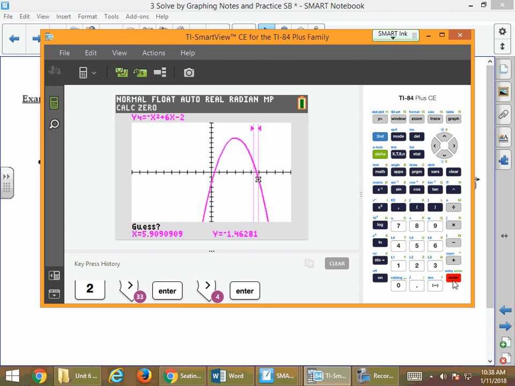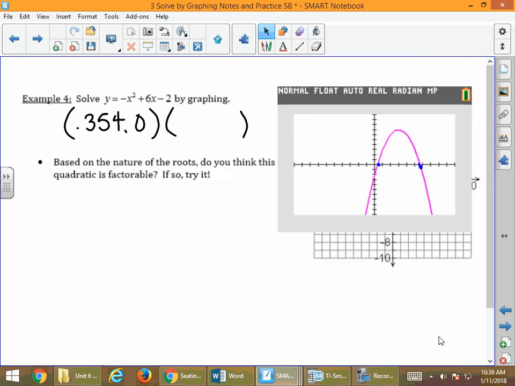Here. So our values are in between there. And then we're going to press enter one more time. And we get 0.5646 when we round. 5.646. Can we factor this one? No.